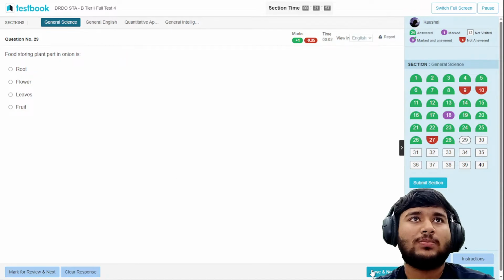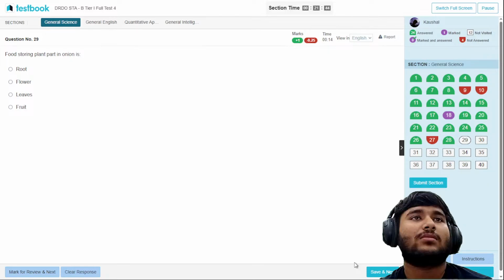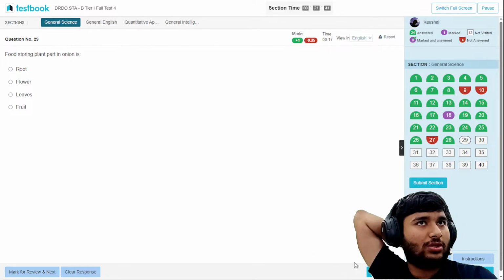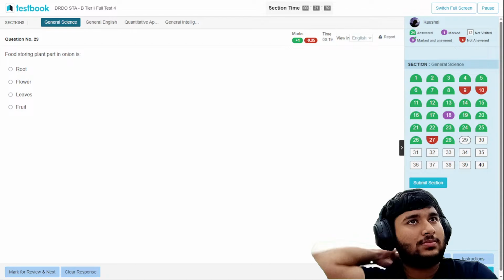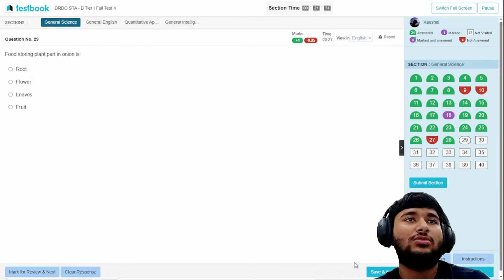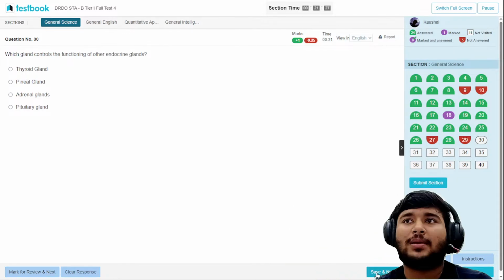Food storing plant part in onion is called? बट ऑनियन में कहाँ होता है? रूट में तो ऑनियन ही होता है. फूड स्टोरेज. फ्लावर, ऑनियन के फ्लावर में फूड तो नहीं होता होगा. लीव्स, लीव्स में हो सकता है. फ्रूट होता नहीं हो, पता नहीं. ऑनियन में फ्रूट होता है, पता नहीं.